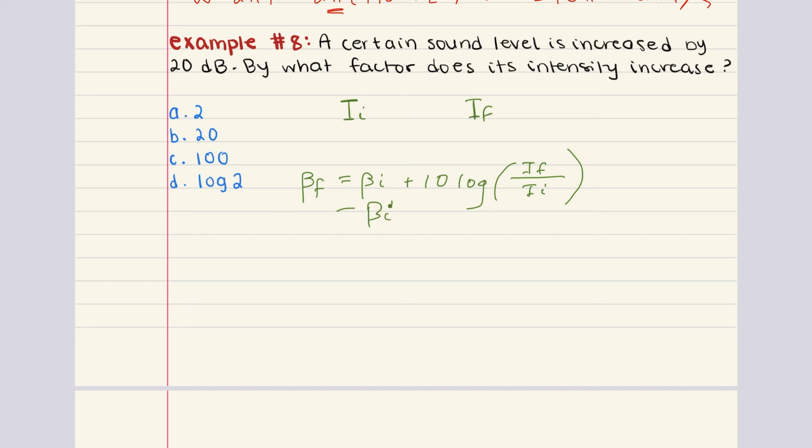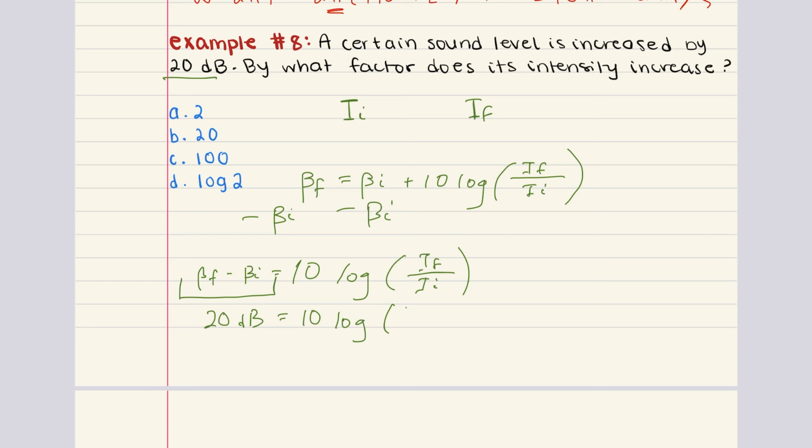Then we're going to subtract our initial sound level from both sides to get our final sound level minus our initial sound level. That's equal to 10 log final intensity over initial intensity. Now this final sound level minus initial sound level, that's equal to 20 decibels. That's what we're given in the problem. 20 decibels is equal to 10 log I final over I initial.